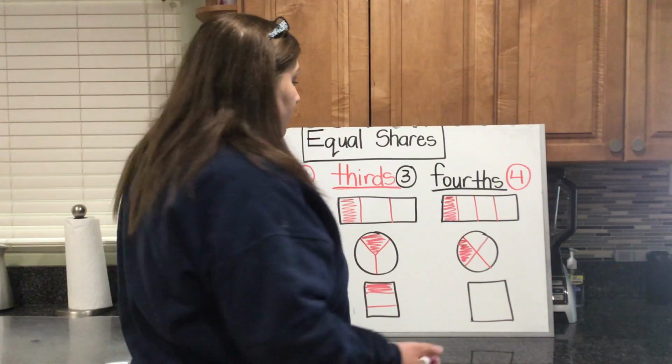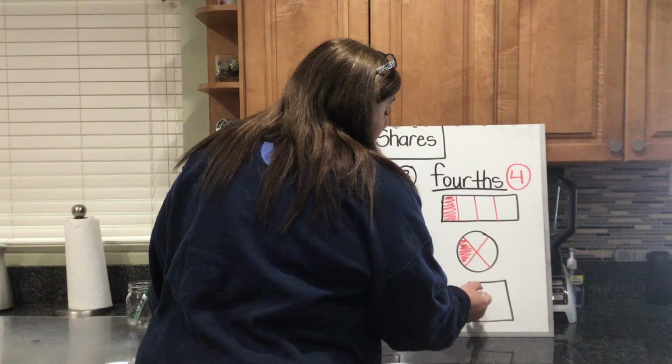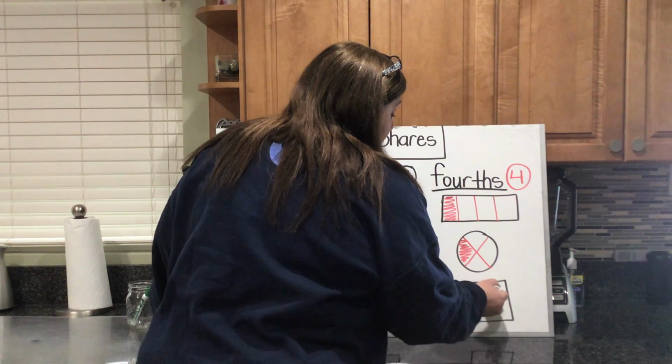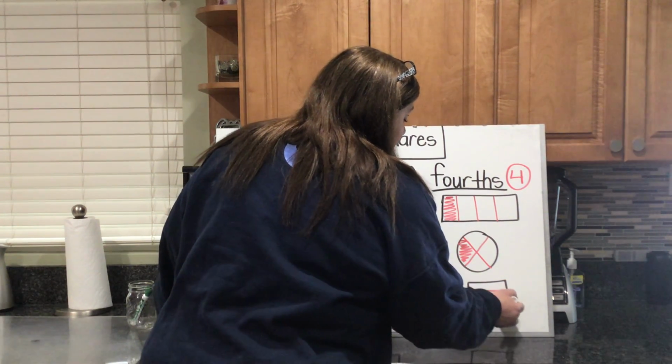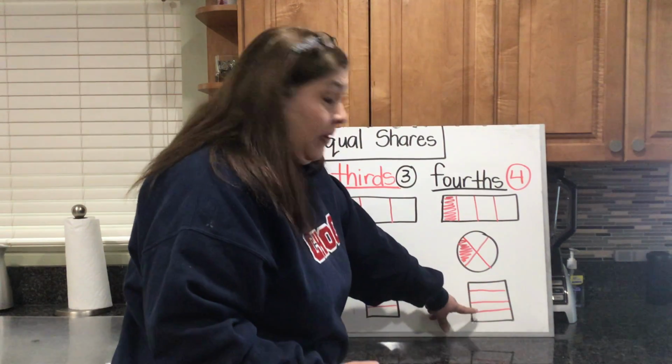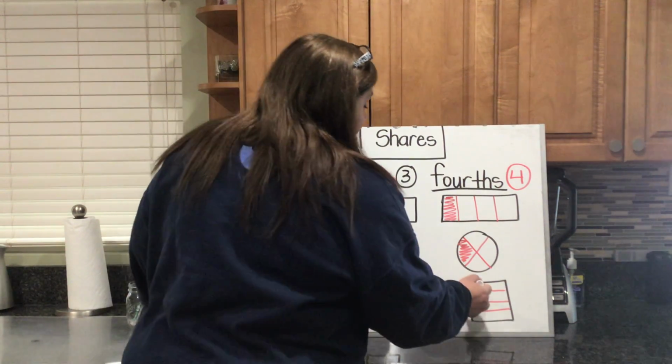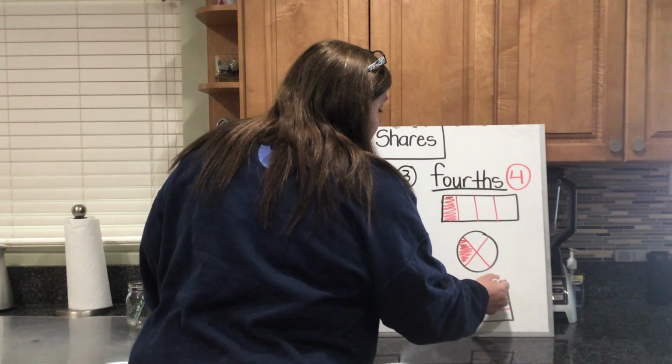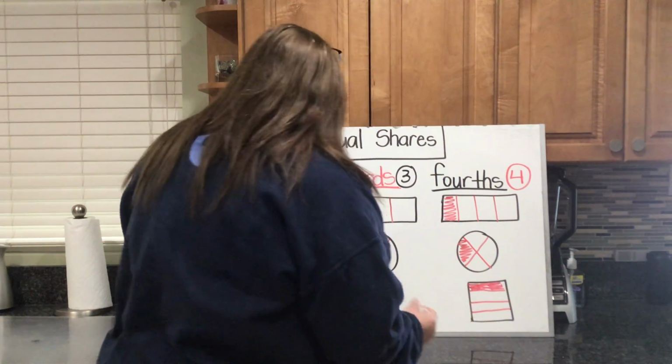And then I have my square. And I could do this all different ways. Perhaps I'm going to just go this way today. And I'm going to make 1, 2, 3, 4 equal shares. And I'm going to shade it in to show my fourths.